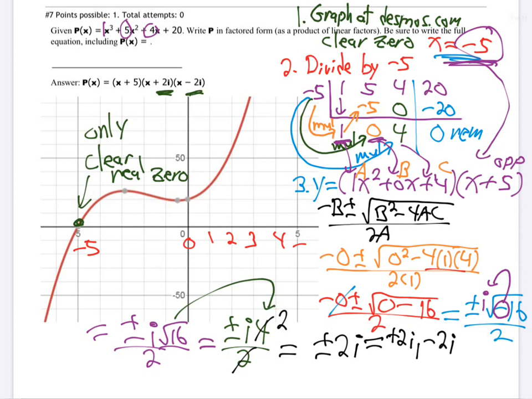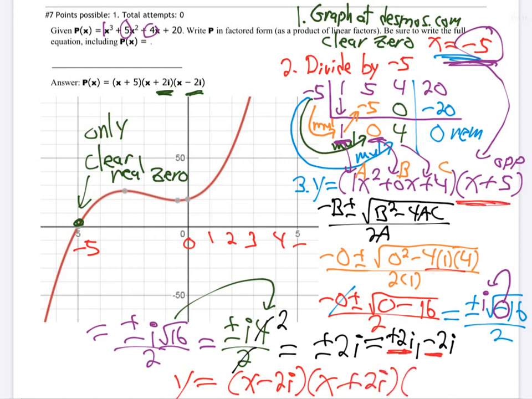Now, in the end, they want us to write this factored. So it's going to be y equals, or p of x, whatever, equals, and then they want the parentheses. Now, you got to do the opposite, remember? So the opposite of plus 2I is minus 2I. And the opposite of minus 2I is plus 2I. And then the last one is the x plus 5, because that's the opposite of the negative 5. So x plus 5. See, we did opposite, opposite, opposite of the actual zeros.